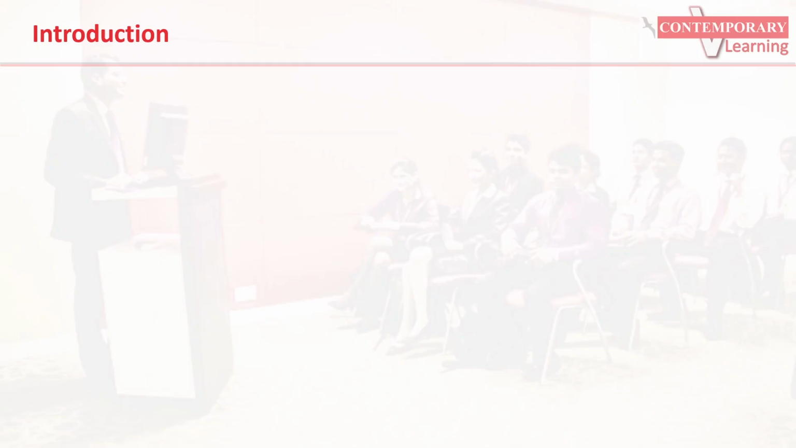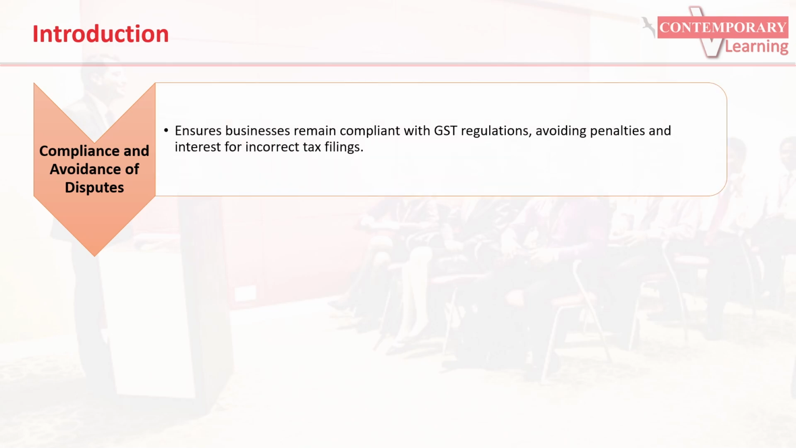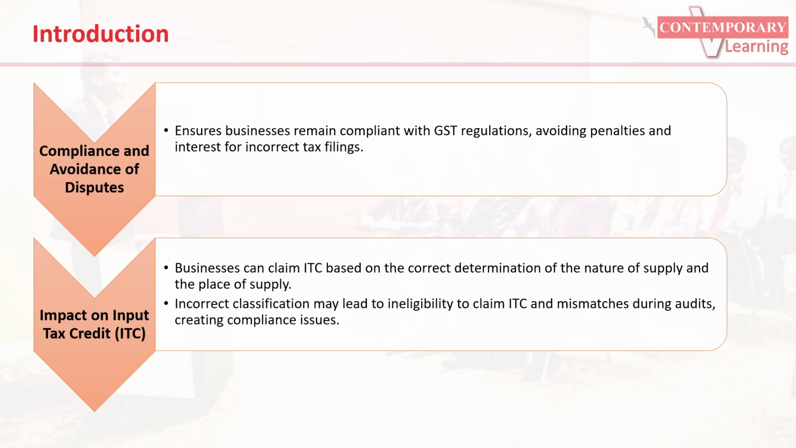The importance doesn't stop there. Proper determination of place of supply is crucial for compliance. Getting this wrong can lead to penalties, interest charges, and significant procedural delays. Moreover, it directly impacts your input tax credit claims. You can only claim ITC based on the correct classification of supply type and place. Incorrect classification might make you ineligible for ITC and create mismatches during audits. Trust me, you don't want to face these compliance nightmares.